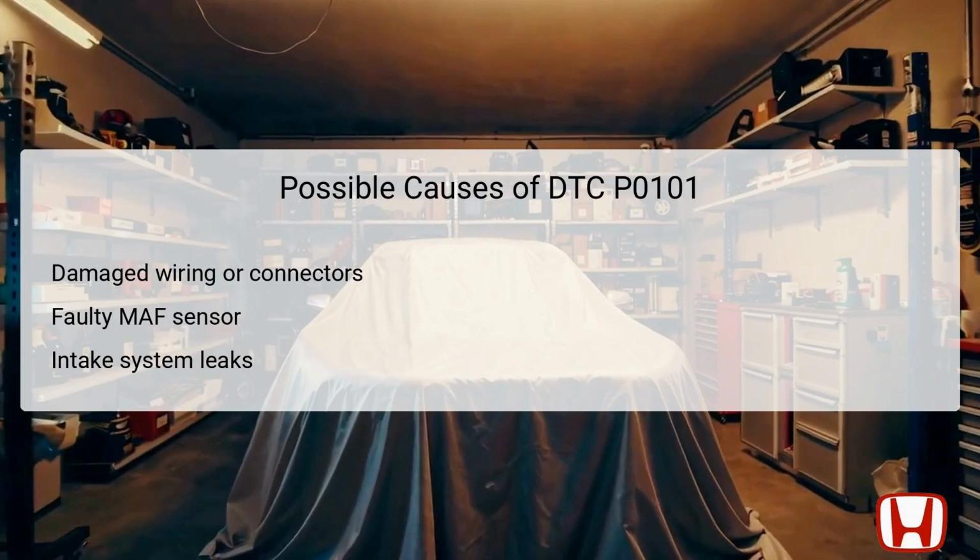Additionally, leaks within the intake system, such as in the intake air duct or connections, can lead to the sensor measuring incorrect airflow, thus affecting performance. Other contributing factors may include obstructions in the air cleaner or even debris in the intake system, which can impact airflow and the sensor's operation. Addressing these elements early in the diagnosis can help pinpoint the underlying issue efficiently.